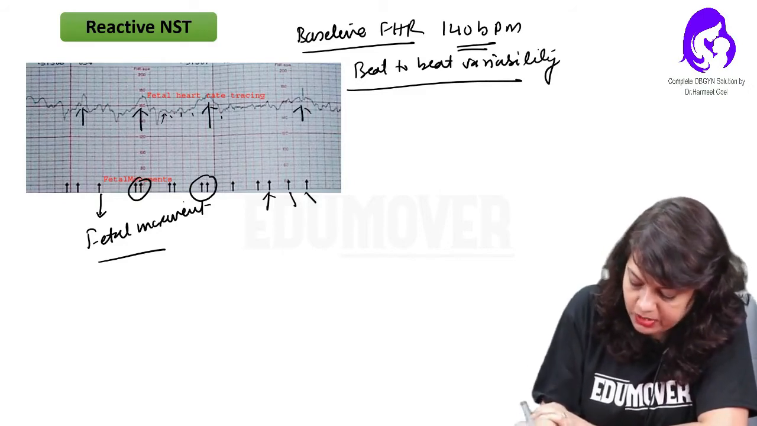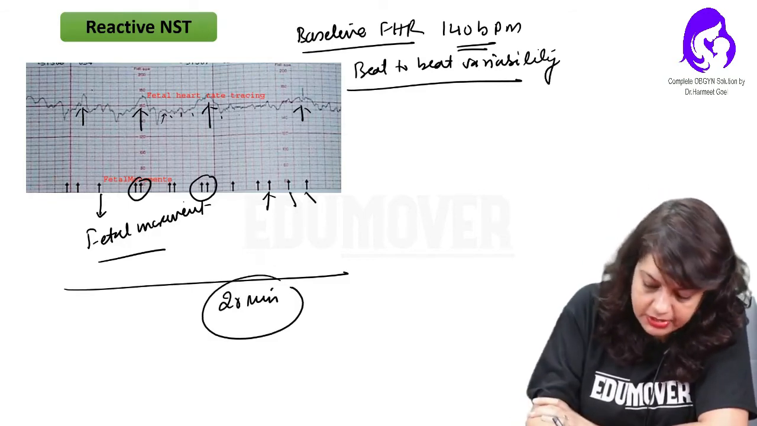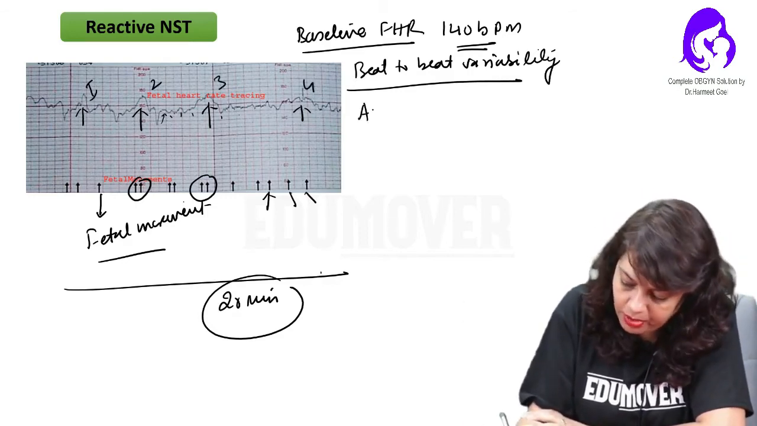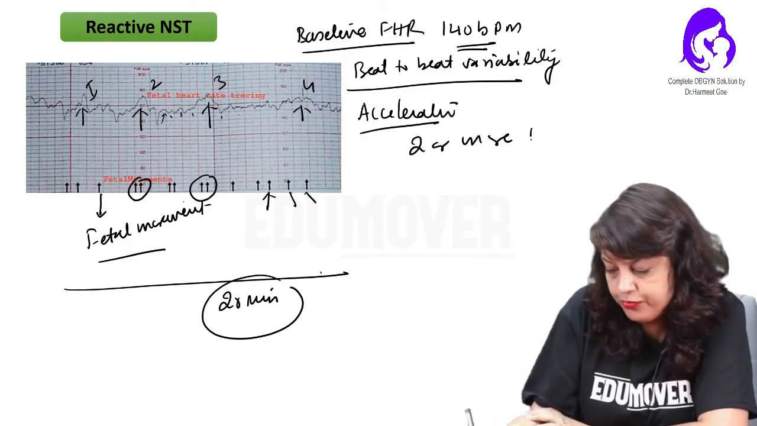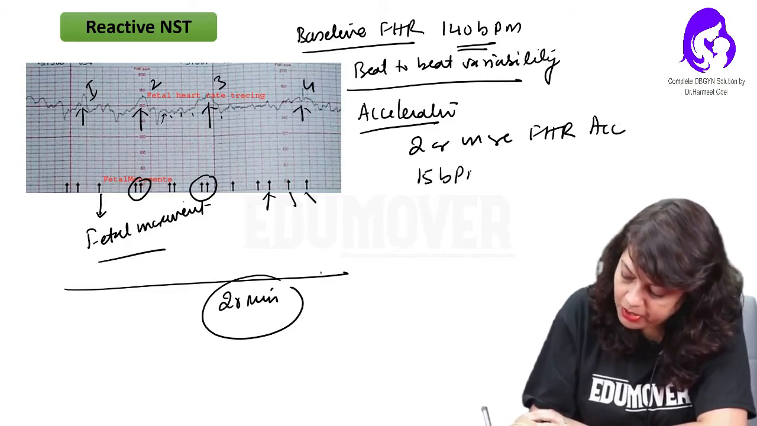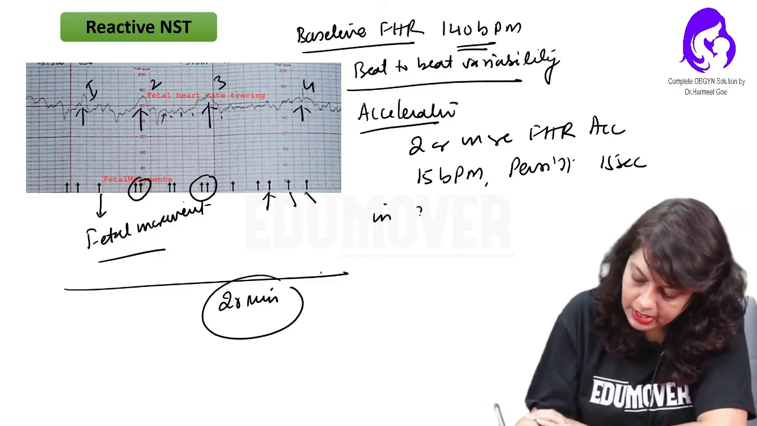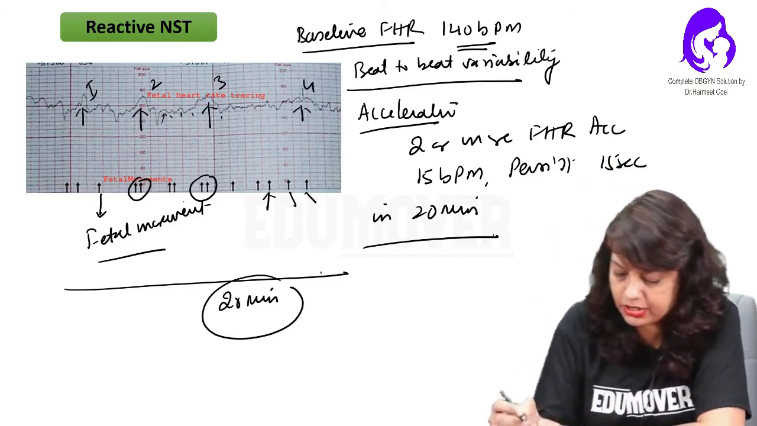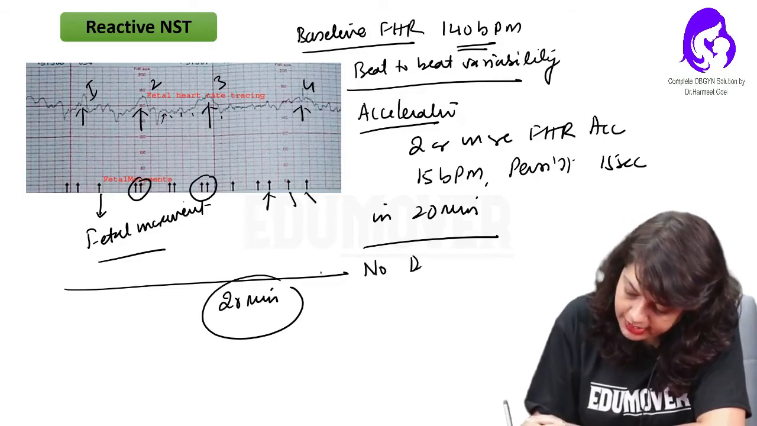So this observation is done over a 20 minutes time, and you can see one acceleration, second acceleration, third and fourth. So there has to be presence of 2 or more fetal heart rate accelerations of 15 beats per minute, and it should be persisting for 15 seconds in 20 minutes time. So you can see there are 4 accelerations. So accelerations are also present, and there is no deceleration.